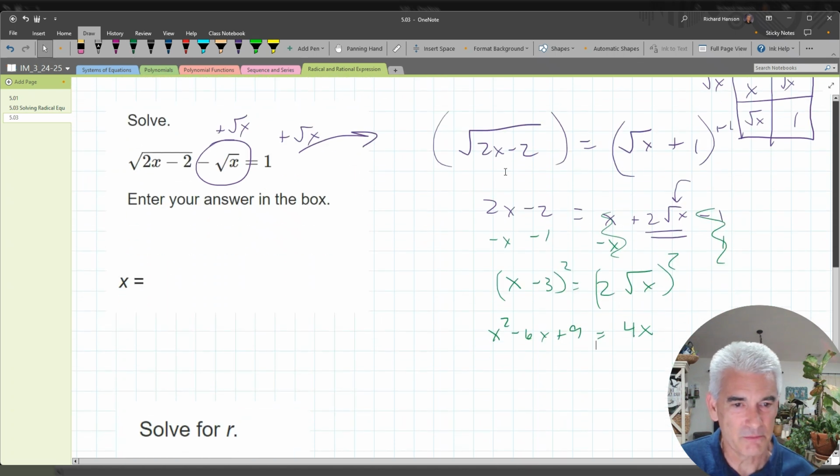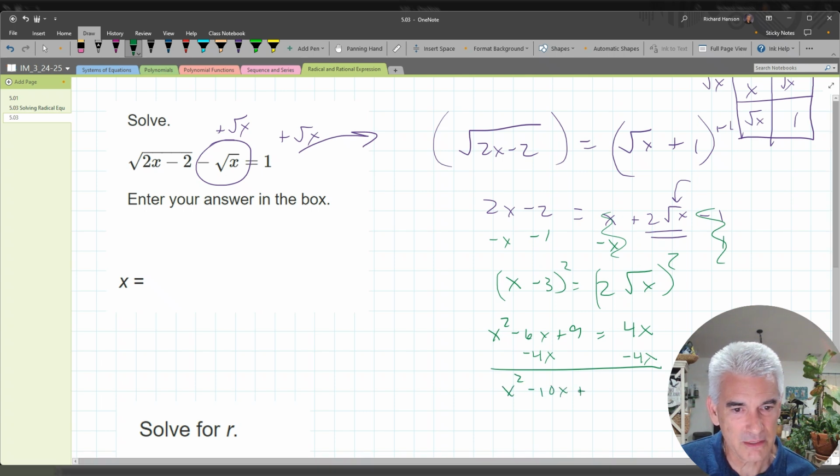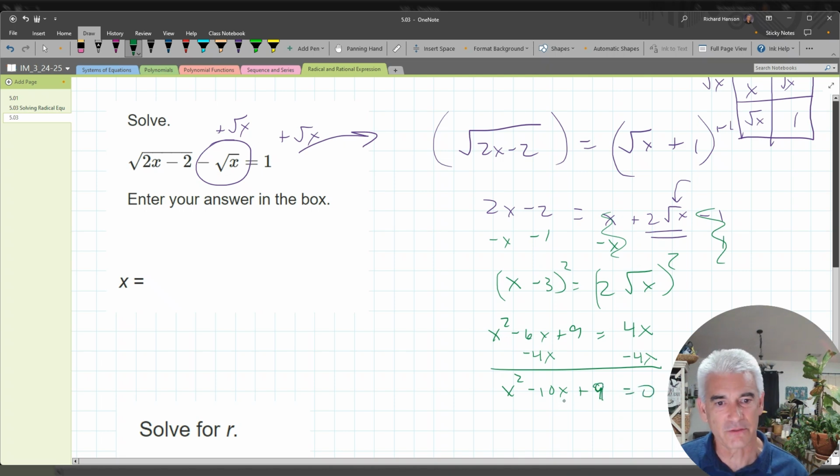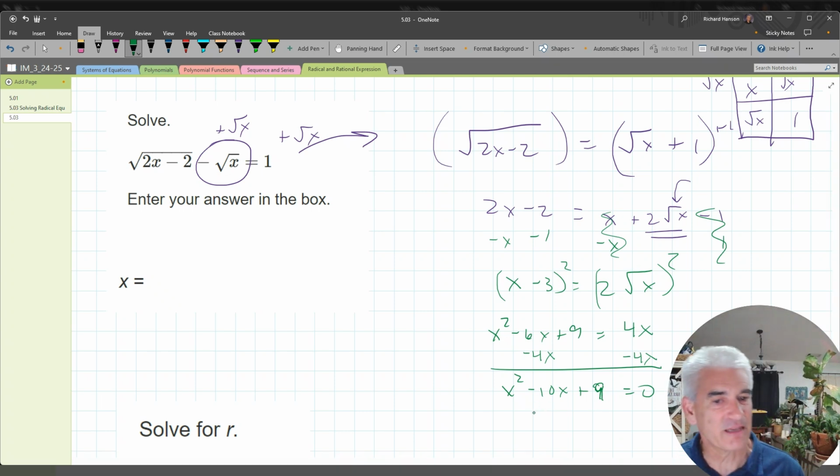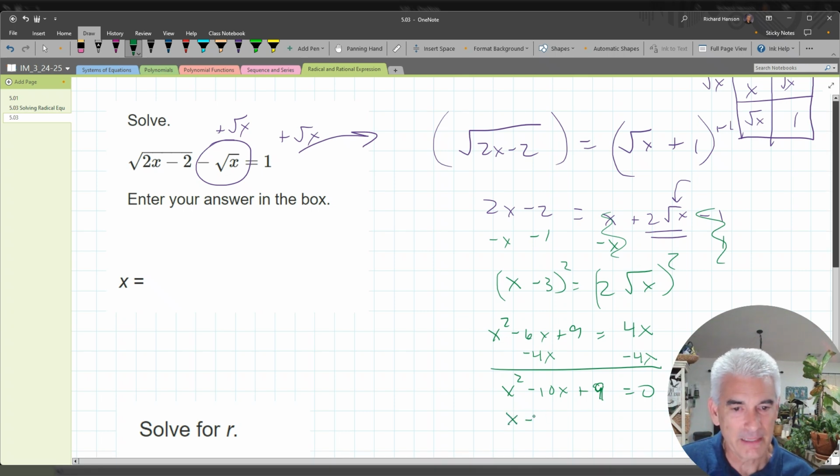And now I'm going to subtract 4x from both sides and now have my normal quadratic equation. So this is going to give me x squared minus 10x plus 9 equals 0. This does factor. So two things that multiply together to give me 9 and combine to give me negative 10. I know they both have to be negative, and it turns out it's x minus 1 and x minus 9 equals 0. So it's x equals 1 or 9.